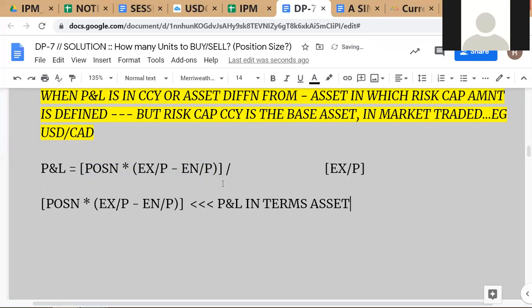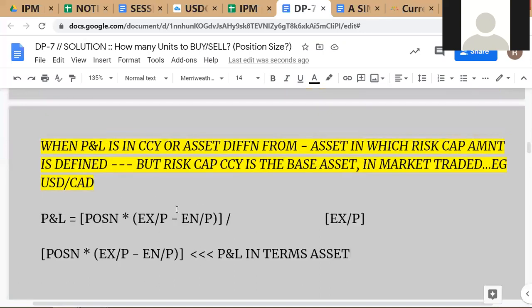You understand this? If I just take this part, this gives me the P&L in the terms asset. Because I gave you the example: number of quintals traded, exit price minus entry price per quintal, average entry, exit average entry. So if I just take this, that gives me the P&L in the terms asset. Okay. So far, everyone's clear? Very simple. But that's not good enough for me because I need to match.